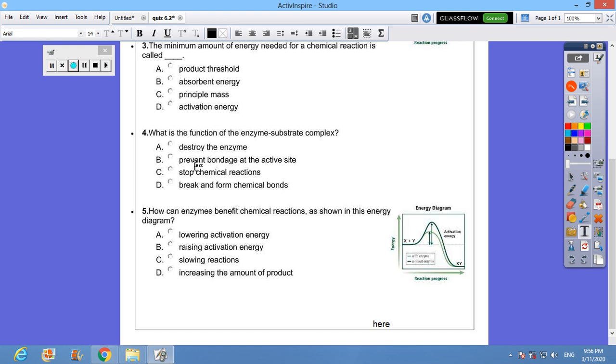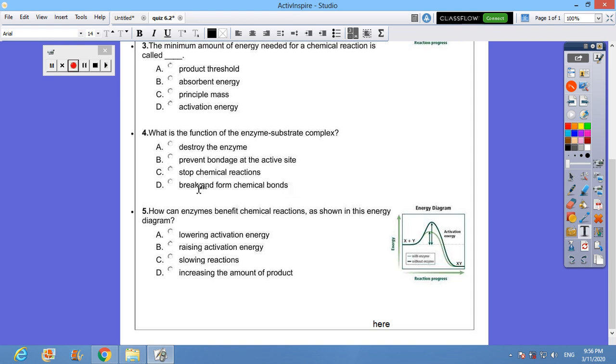Is it to destroy the enzyme? Is it to prevent the bondage at an active site? Is it to stop chemical reaction? Is it to break and form chemical bonds? The proper answer is D, to break and form chemical bonds.